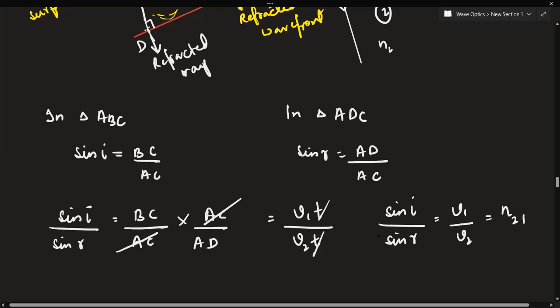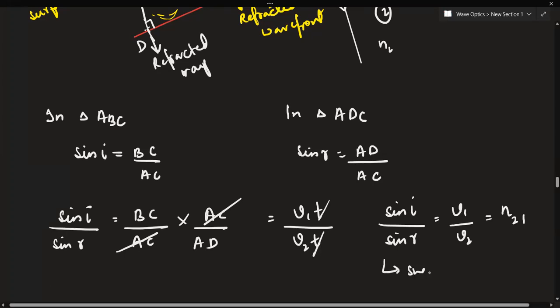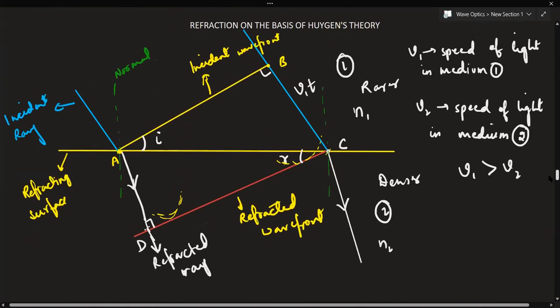So which law is this? Any law are you able to recall? Snell's law, exactly. So this proves your Snell's law. Using reflection, you were able to prove angle of incidence is equal to angle of reflection, and using refraction on the basis of Huygens theory, you are able to prove Snell's law of refraction. So the constant that you are getting is the refractive index for the second medium with respect to the first. So just note this down as well.